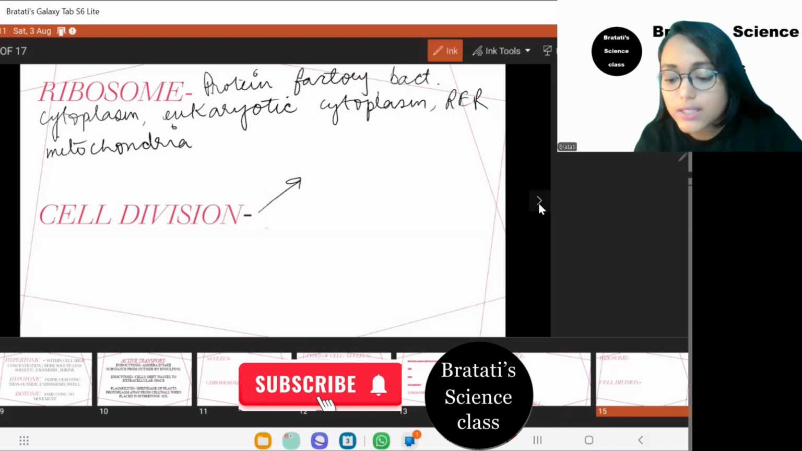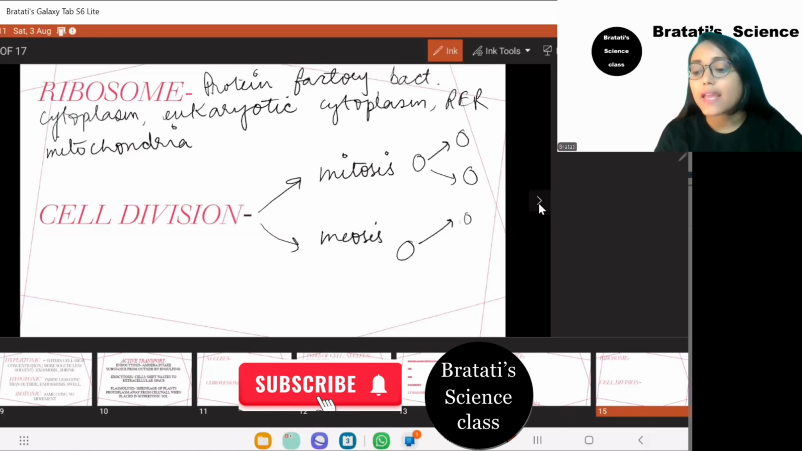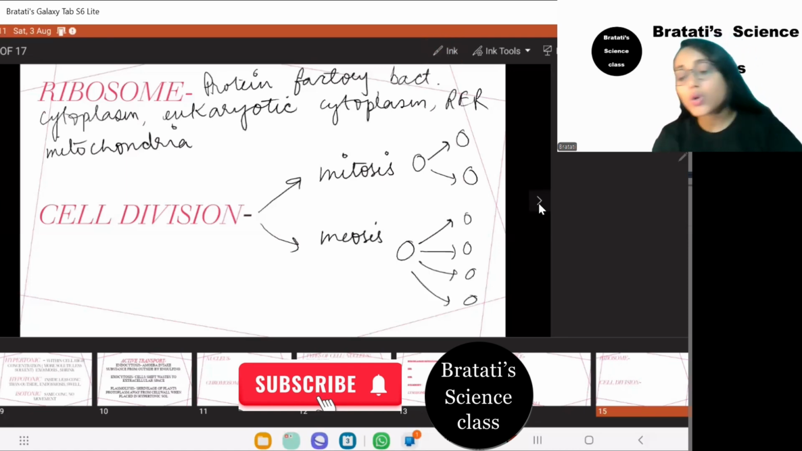Now cell division. The cell can be divided by two processes. One is called mitosis, another one is called meiosis. Mitosis is basically when from one cell two daughter cells are produced. In meiosis, from the mother cell, four daughter cells are produced. So this is the main basic difference also. In mitosis, if the chromosome number of the mother cell is 6, the daughters will also have the same number of chromosomes. But for meiosis, if the chromosome number is 6, the daughters will get 3 chromosomes each. So they are getting half of the chromosomes from the mother.